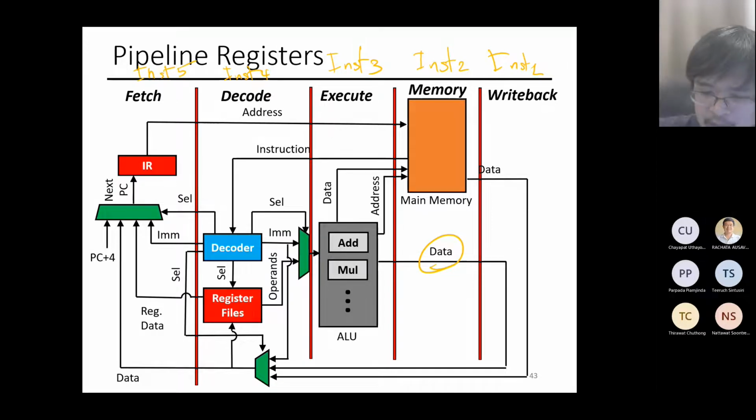Let's assume instruction 1 is: I want to add R0 plus R1 into R2. And then this is add R1 plus R3 into R4. And then I want to do add again, R0 plus R1 into R5.